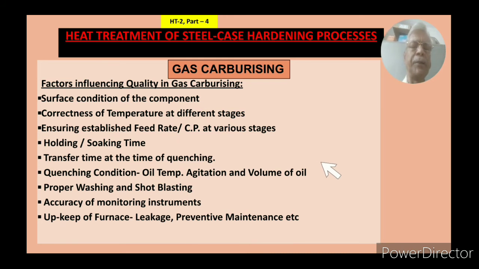And after that, upkeep of the furnace, like there should not be any leakage. For that, you have to go for time to time preventive maintenance, so that you avoid leakages and all those things inside the furnace. So these are factors influencing gas carburizing, as well as precautionary measures you should take when you are going for a gas carburizing system. Okay.